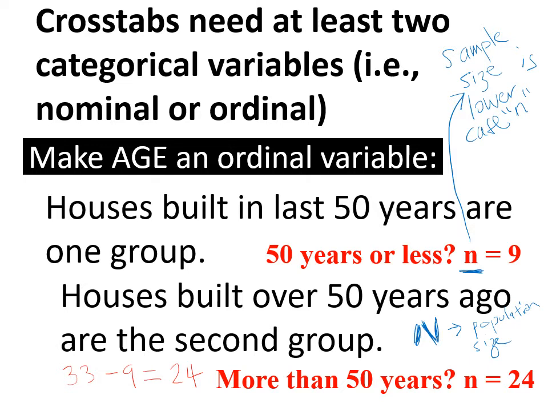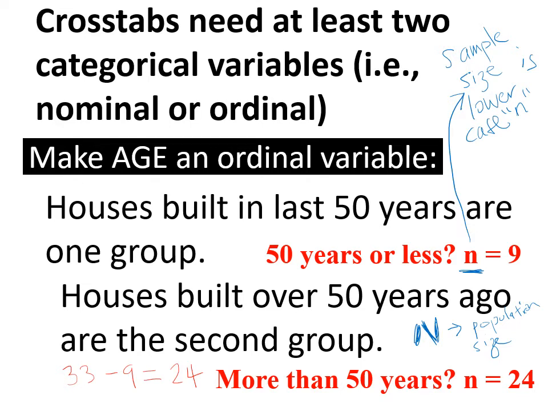But it would be larger than 33. Because if the population size were exactly 33, then we wouldn't have sample data, we would just have a census. We would have counted all of the houses. But I digress. The point of this slide is that if you have interval or ratio level data, you can reduce it to ordinal variables very easily, though when you do that, you lose some information.